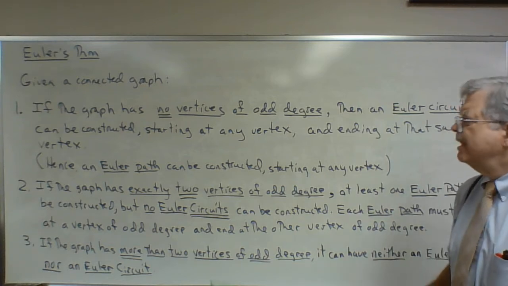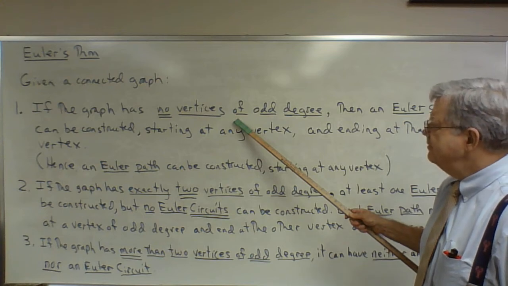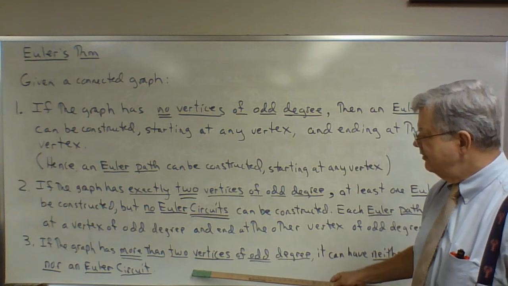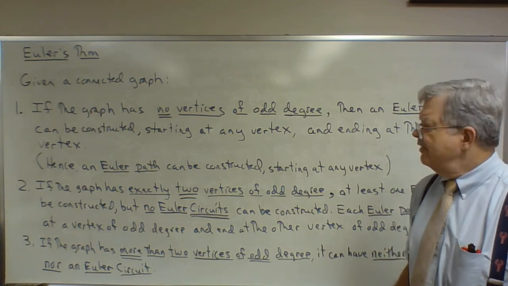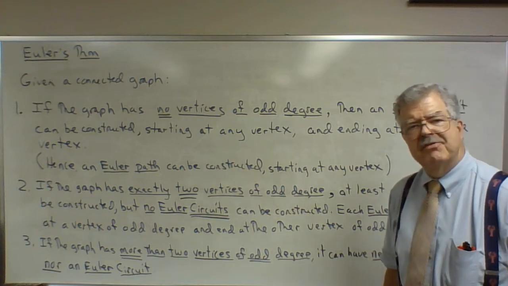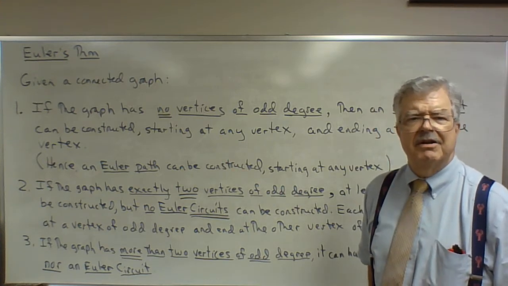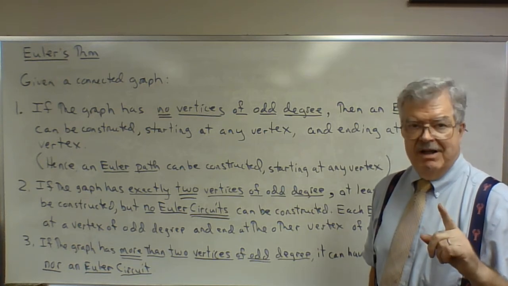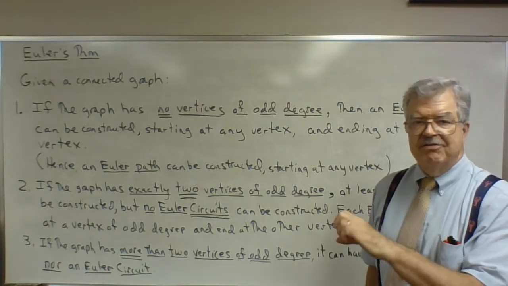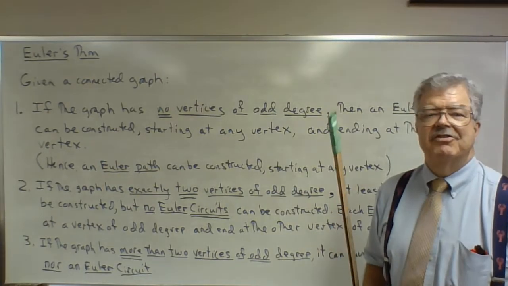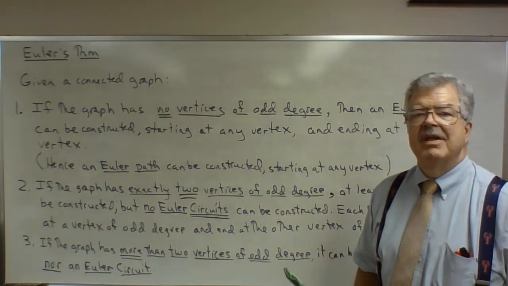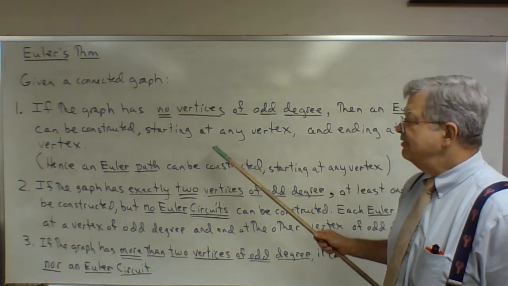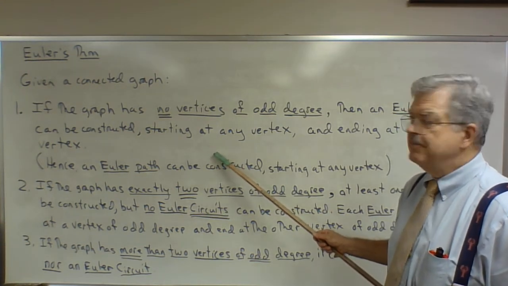Wait a minute now. No vertices of odd degree, exactly two vertices of odd degree, more than two vertices of odd degree. They didn't say anything here about what happens if we have exactly one vertex of odd degree. And here's why. It's impossible. It is impossible to have a graph that has exactly one vertex having odd degree. So they actually didn't leave out any cases here.